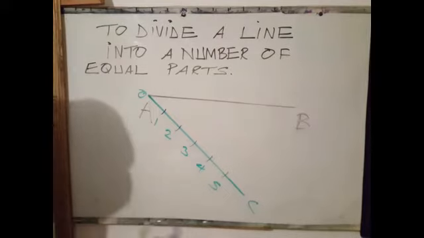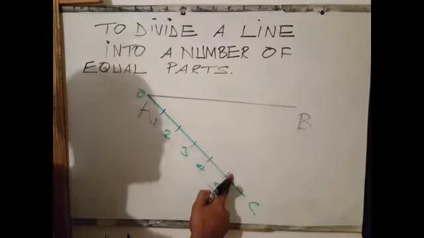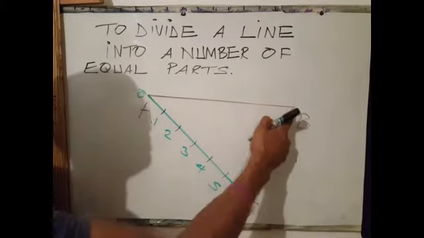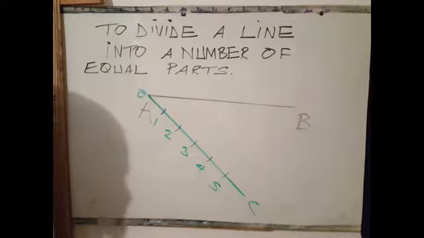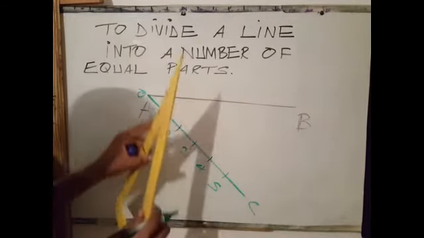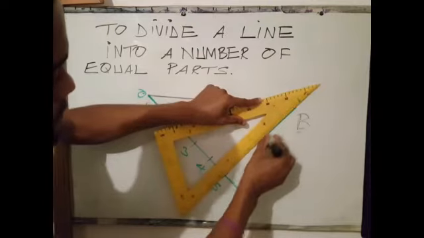The next important step is to join the last point, which is 5, to point B. Very, very important. For that, B to 5.